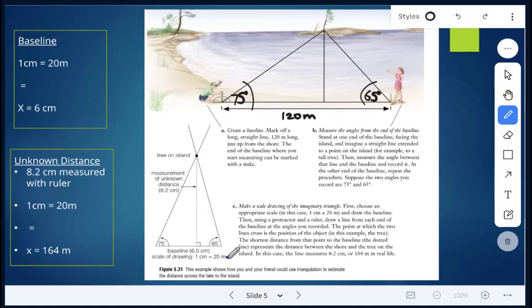So you would choose an appropriate scale. Okay, so we're going to use 1 centimeter is equal to 20 meters. All right, so if 1 centimeter is equal to 20 meters, how long is our baseline going to be on the paper that we draw on?